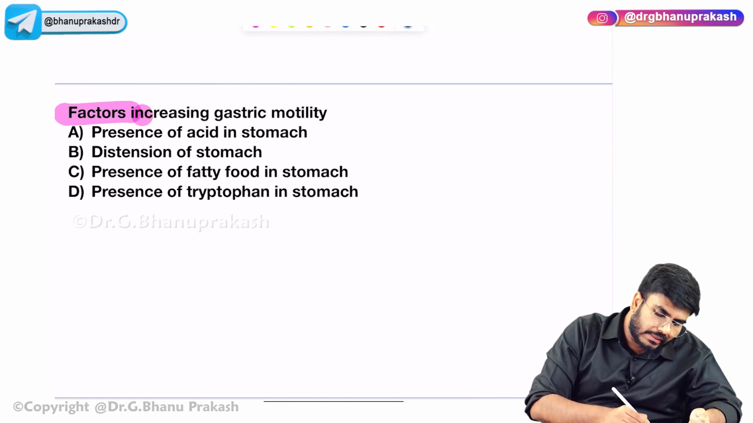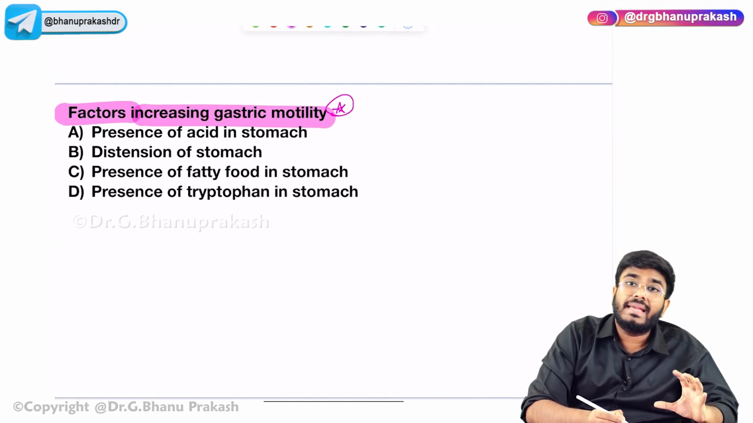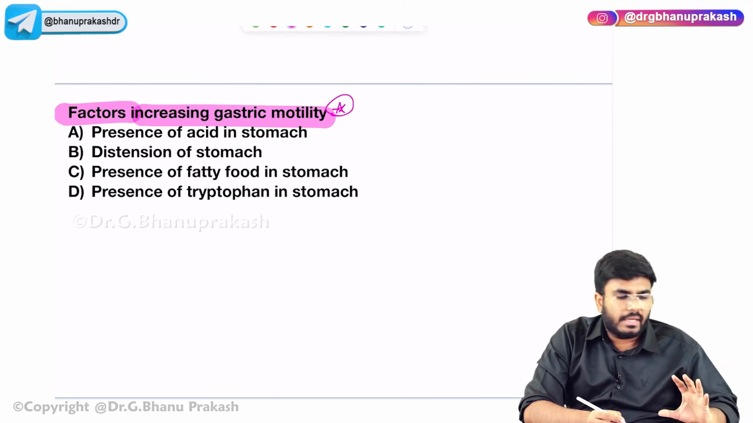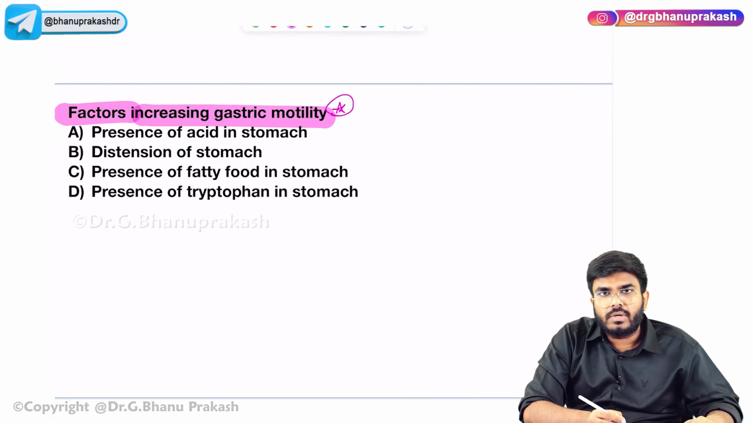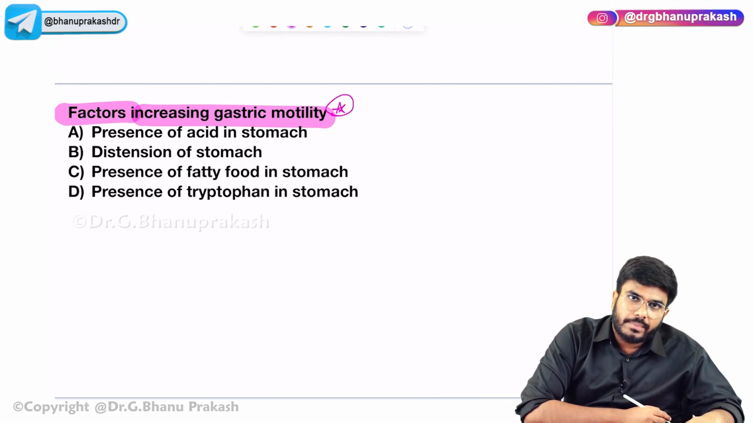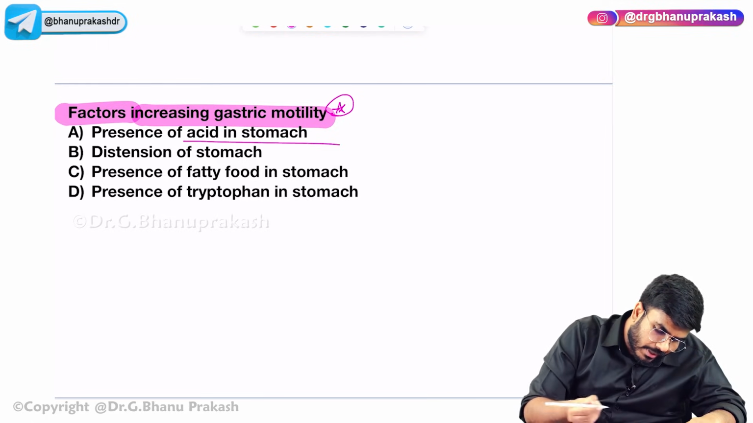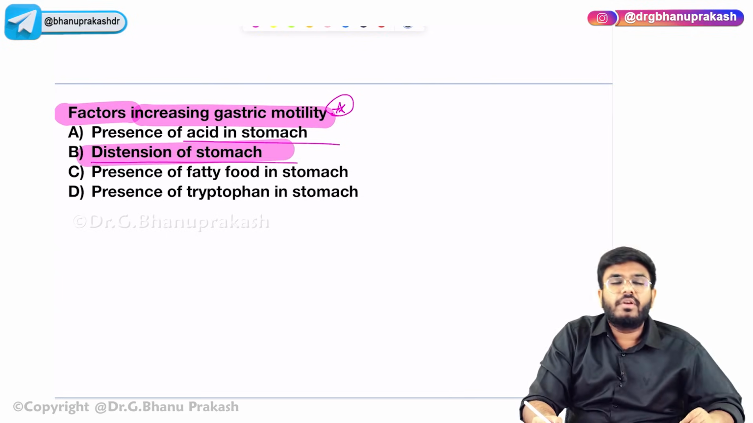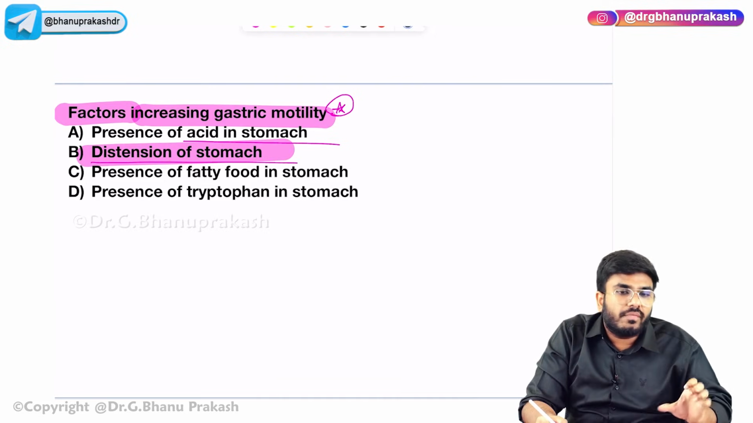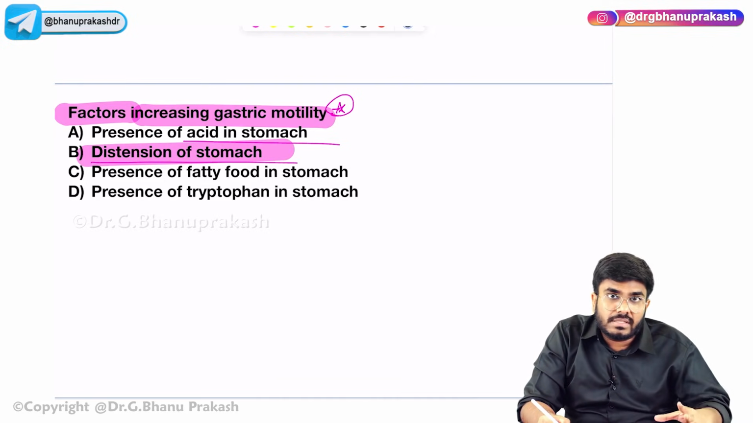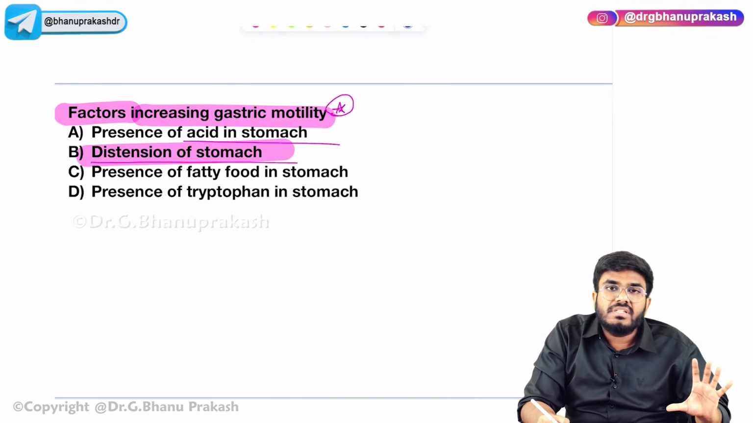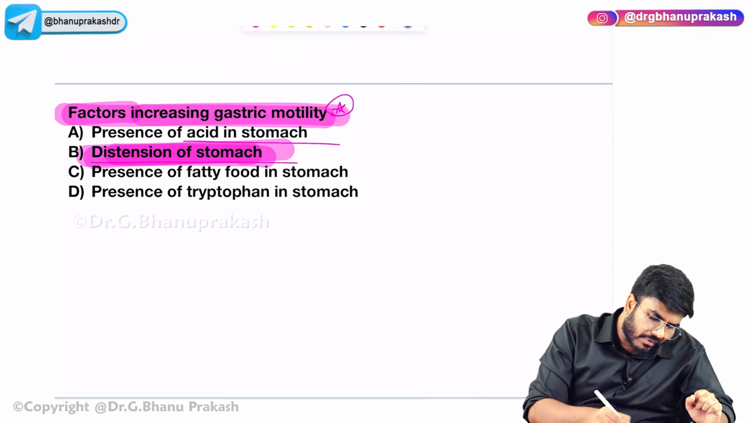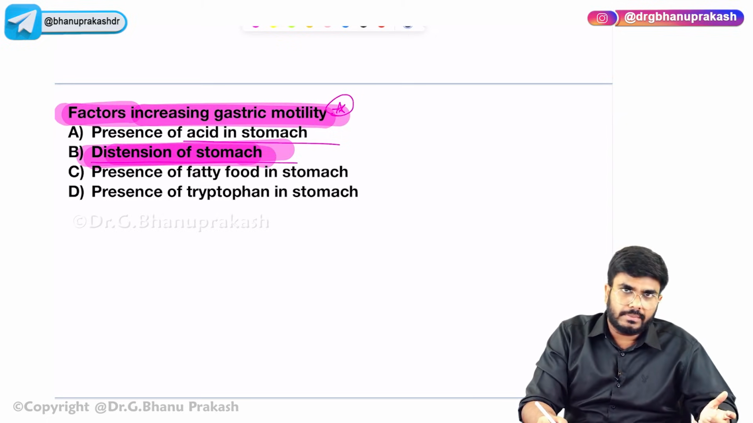Okay. Factors increasing the gastric motility. So who increases the gastric motility? You already know it. Gastrin increases the gastric motility. Ghrelin increases the gastric motility. Motilin increases the gastric motility. Not only them, who else can increase the gastric motility? The presence of acid in the stomach, distension of the stomach. See, out of all, the distension of the stomach, when you actually eat the food, is the one which stimulates the contractions. So this is the answer. Distension of the stomach is one of the important factors for the increase in the motility.